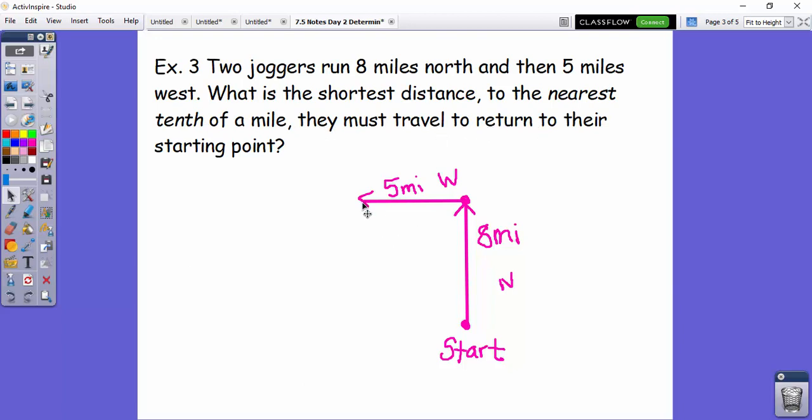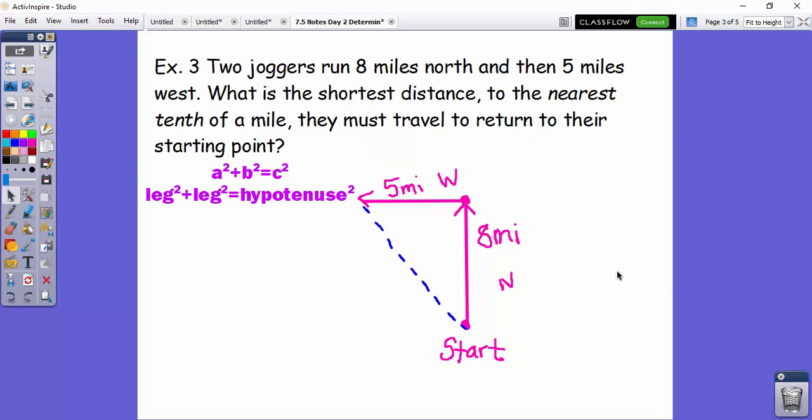The shortest distance would be going from where they are after the 5 miles back to the start diagonally. It would not be backtracking to the starting point. That would be the long way around. So we want to know how far it is from where they're at back to the starting point. If you see our right triangle here, you can use this to help you find the missing distance of this shortcut. So we see that we have two legs, 5 and 8, and a missing hypotenuse.